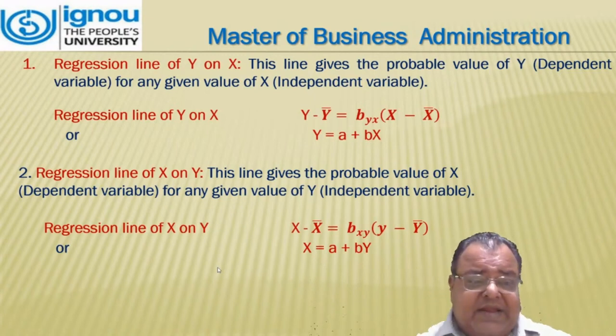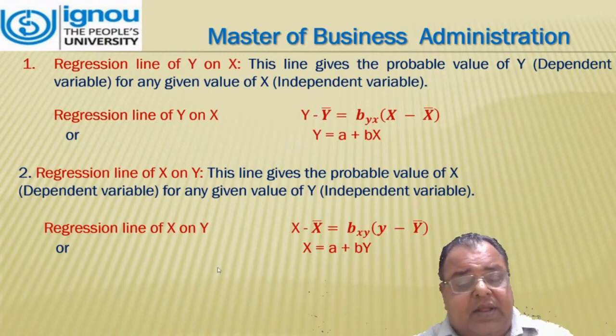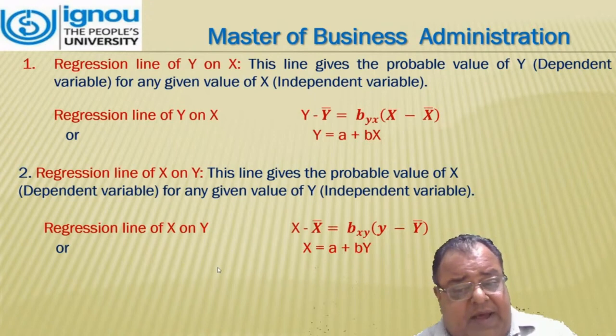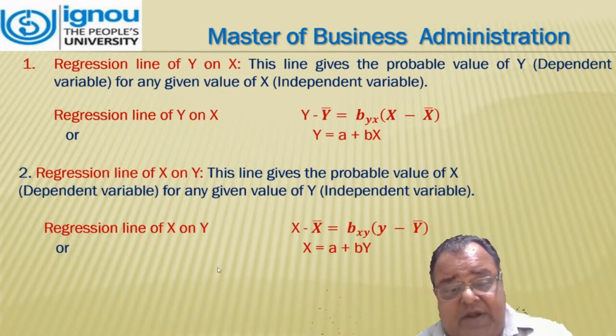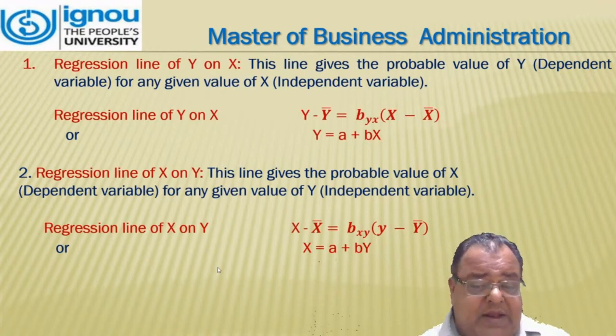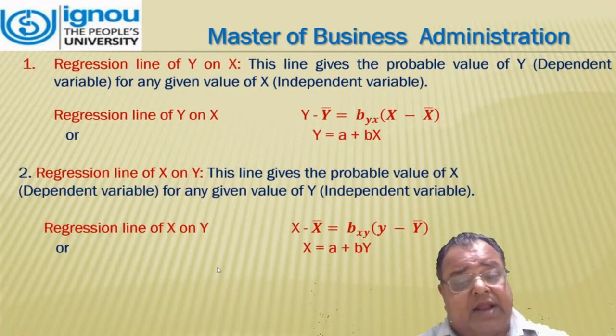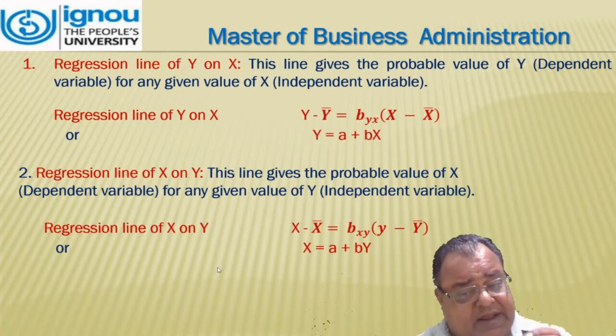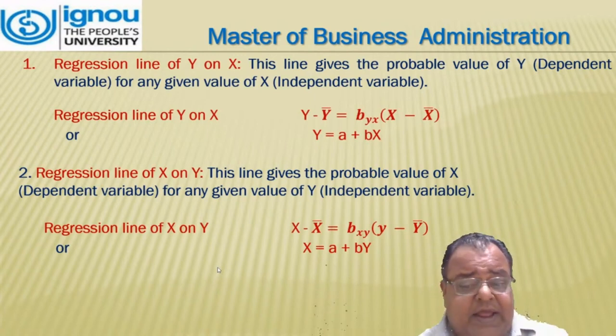Similarly, for regression of x on y, x minus x bar is equal to bxy times y minus y bar. See the change between the two coefficients byx and bxy. When we are talking about the regression line of x on y, x will come first. Similarly, this can be transformed into a single line, that is x is equal to a plus by.